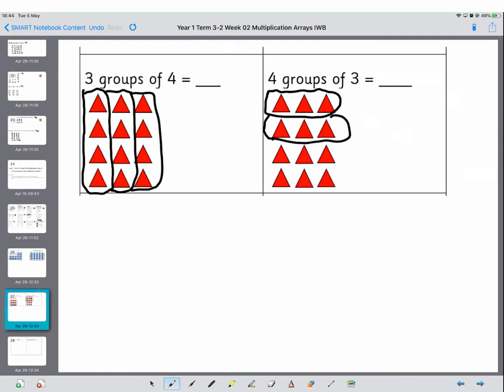That's 2 groups of 3. 3 groups of 3. 4 groups of 3. So we go 1, 2, 3, 4 down. 5, 6, 7, 8, 9, 10, 11, 12. So that's 12. And we should expect this to be the same answer.